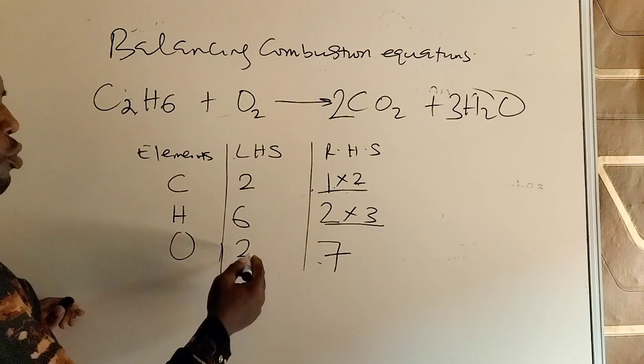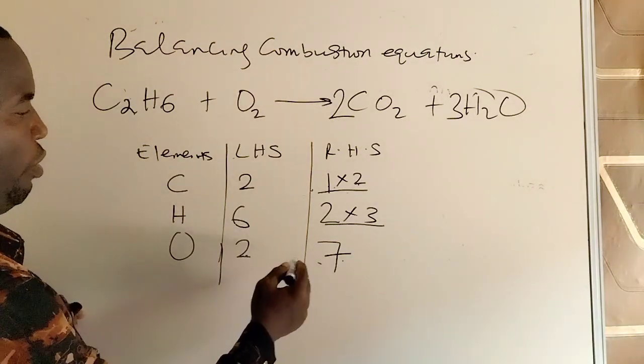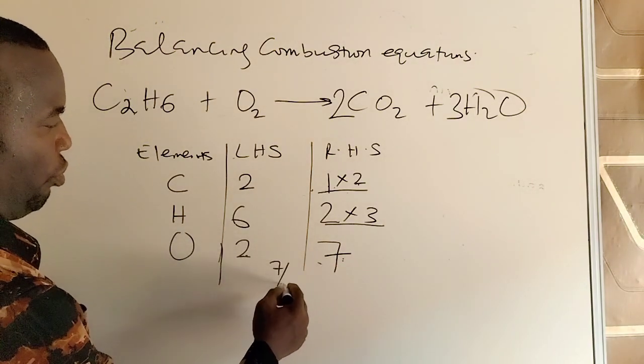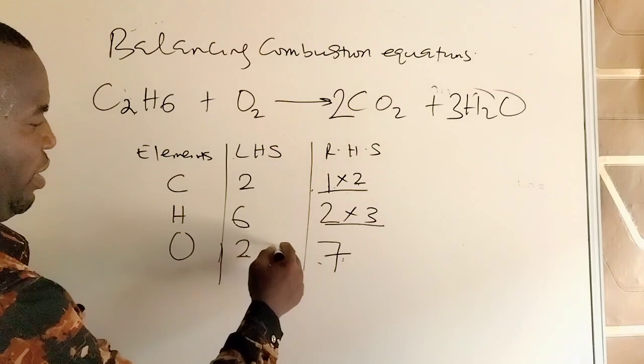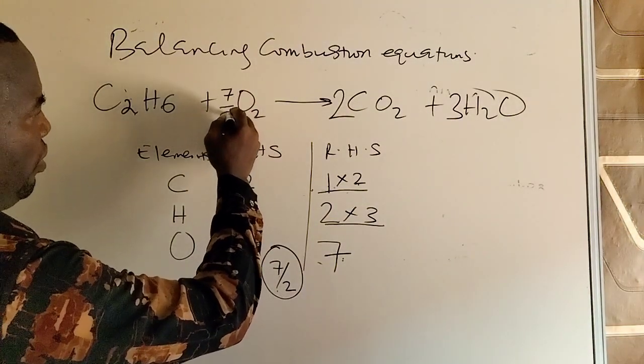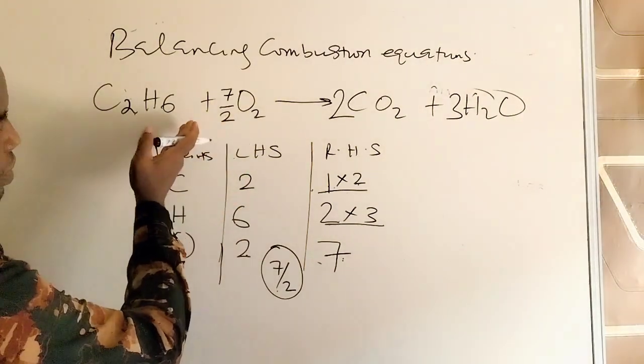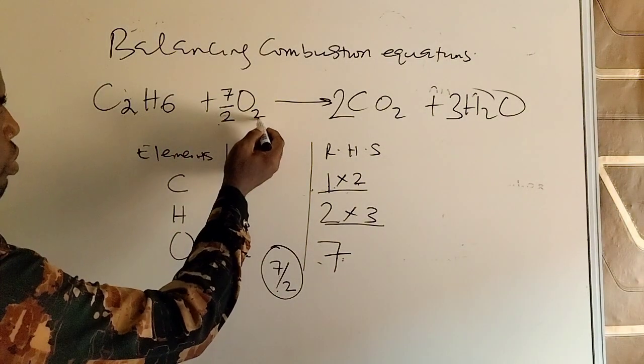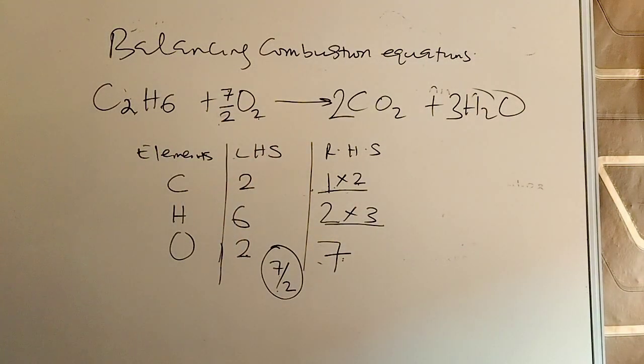So now 2 and 7. What do we do? You divide the bigger number 7 by 2. 7 over 2. I applied this method before. Then put the 7 over 2 in front of this, that's the left-hand side, because 7 over 2 times 2 gives you 7. So you see, the other ones are balanced.